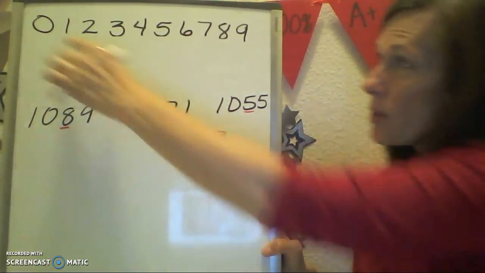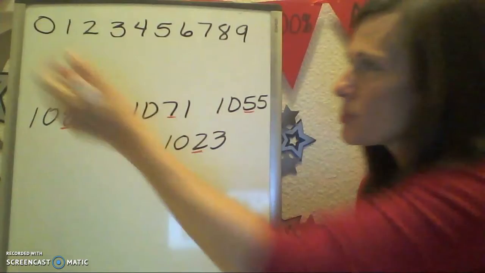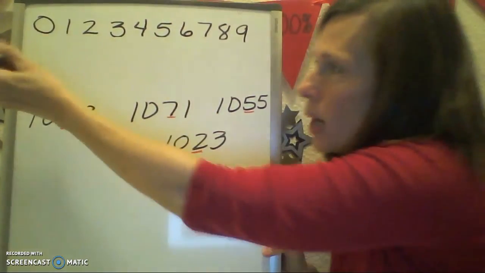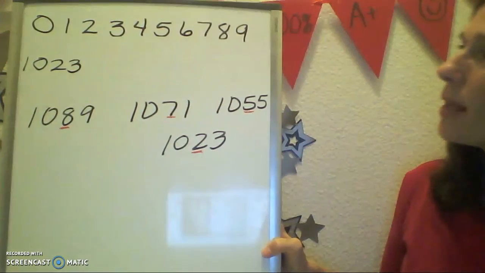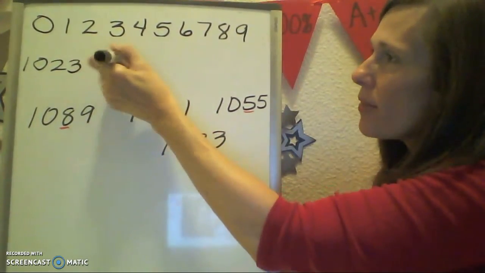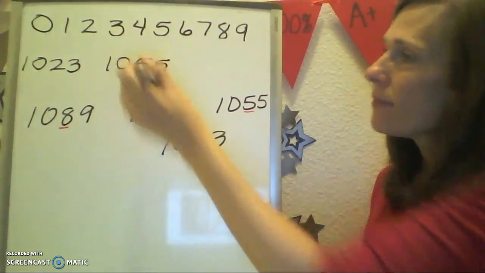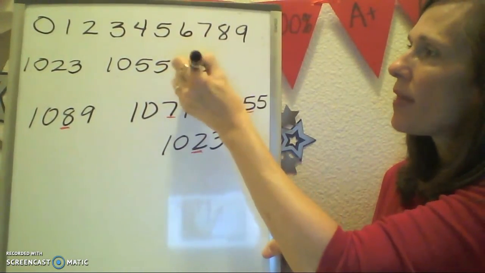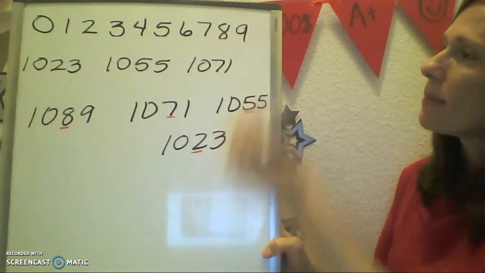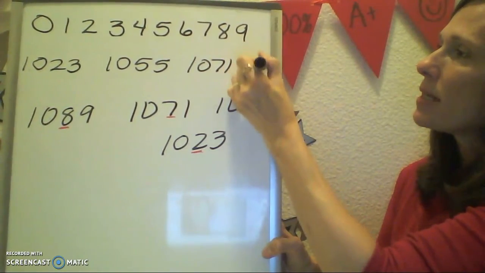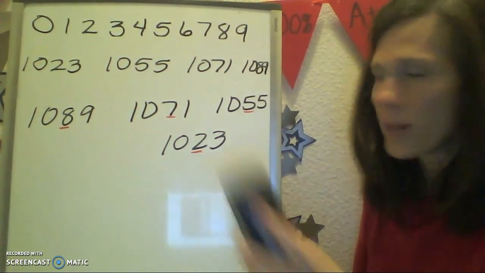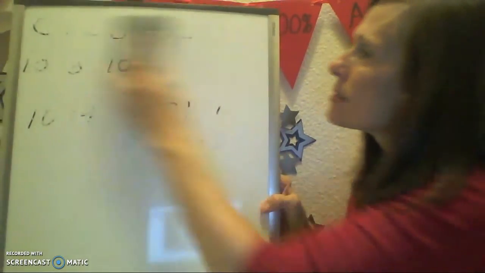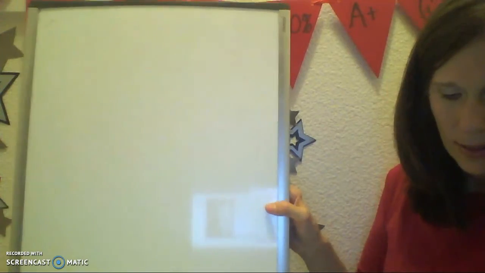So if I'm going by number order, right, this one would be first, 1,023. Then my next one would be 1,055. My next one would be 1,071. And my last one would be 1,089. All right, and we have time for one more. Let's do one more without the number line. Here we go.